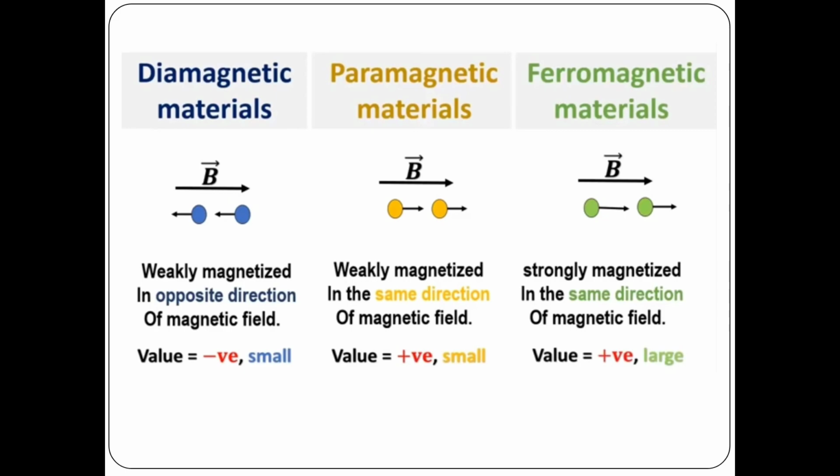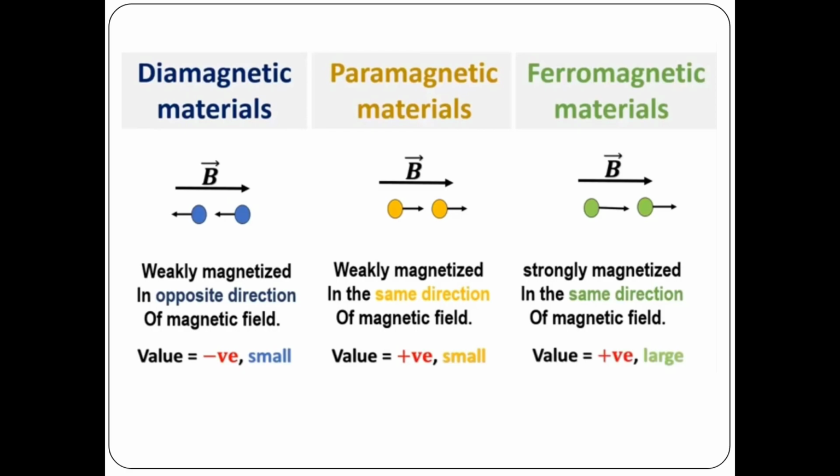The diamagnetic materials are weakly magnetized in the opposite direction of the magnetic field, but in the case of paramagnetic material, it is weakly magnetized in the same direction of the magnetic field. In the case of ferromagnetic materials, it is strongly magnetized in the same direction of the magnetic field.